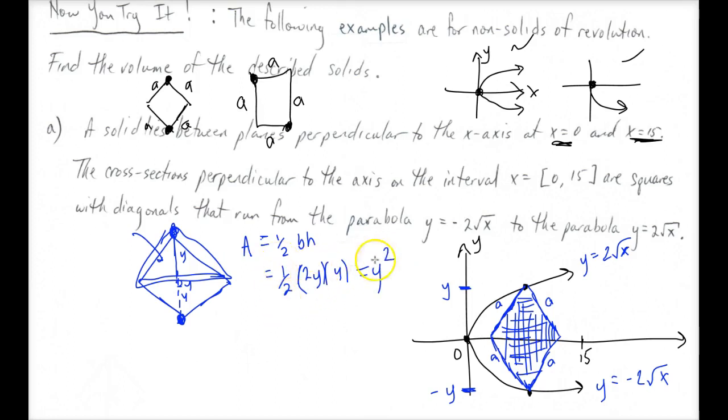Okay, so now that we know this is y squared, we know what y is, right? y is essentially just going to be this. So therefore, our area A is just going to be 2 times square root of x, quantity squared. And of course, 2 squared is 4, and here we have square root of x squared, which is x.